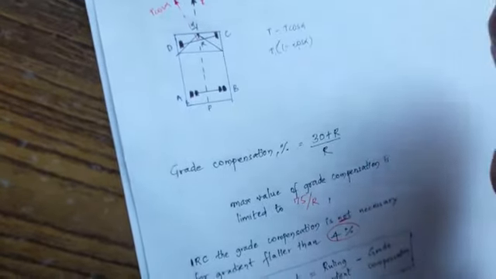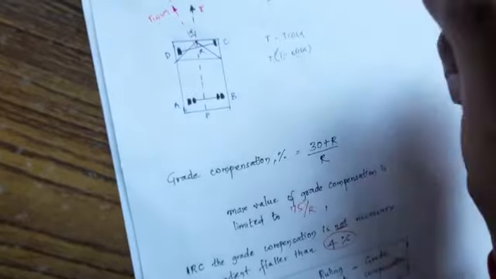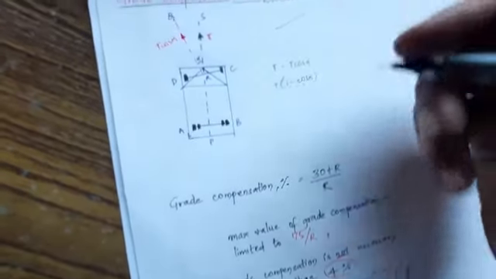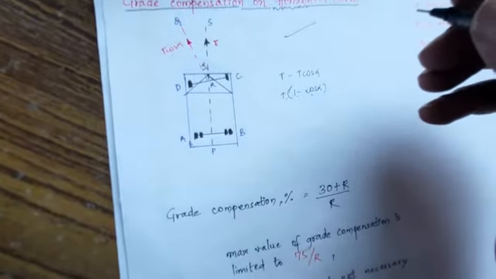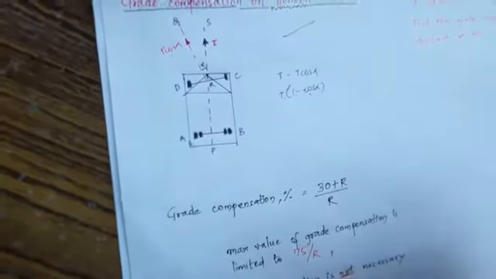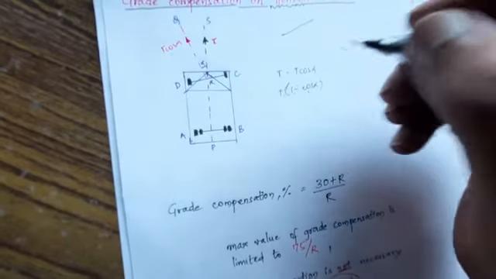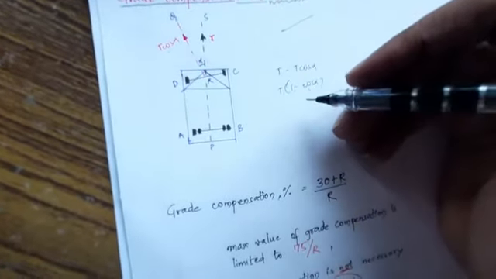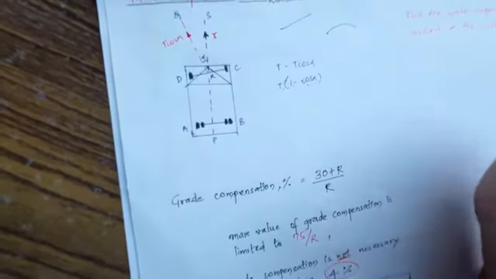So whenever a sharp curve is to be introduced on a road which already has the maximum permissible gradient, then the gradient should decrease to compensate for the loss of traction due to the curve. And this reduction in the gradient for the horizontal curve is called grade compensation.